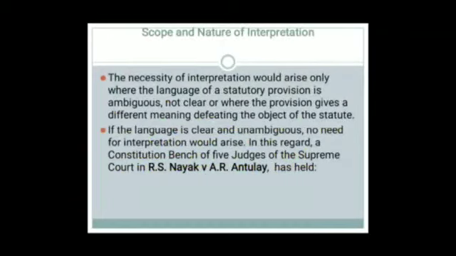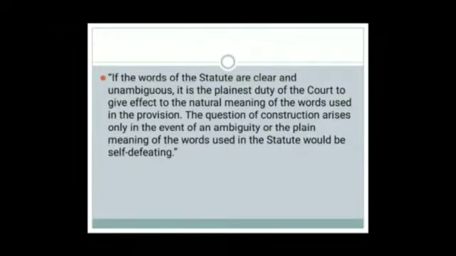Now, when is there a necessity of interpretation? It will only arise when the language of a statutory provision is ambiguous and not clear, for understanding the object of the statute and the meaning which is not clear. So, I hope this is very clear to you.